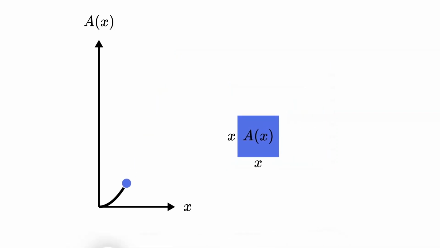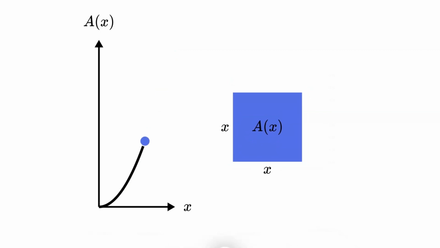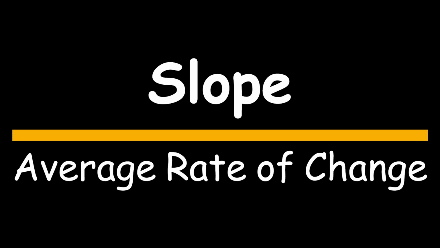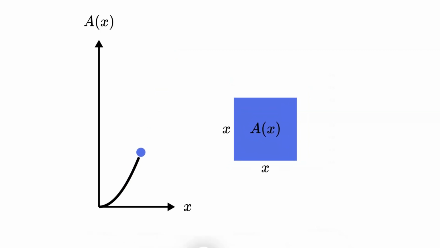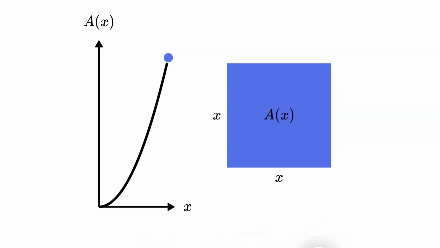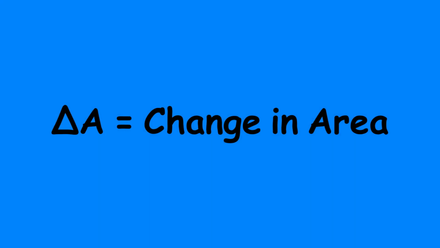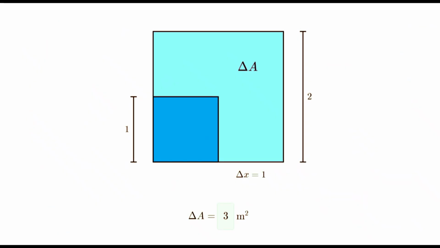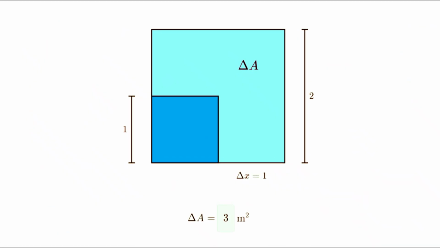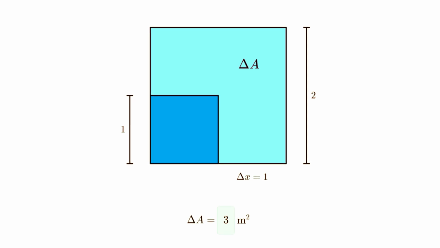So now we've modeled the area of the square with a function and a graph. But can we use them to understand more about how fast the area of the square is growing? For that, we first need to understand what slope is and what average rate of change is. As we saw in the previous animation, as time elapses, the area of the square increases as we increase its side length. Now we will use delta A to refer to the change in area and delta x to refer to the change in the side length. Let's see an example. Suppose the side length increases from 1 meter to 2 meters, then its delta A would be 3 square meters, right?